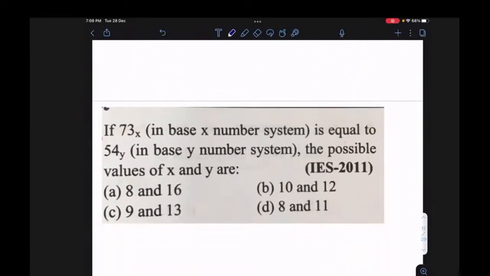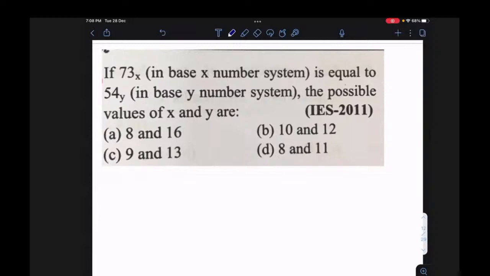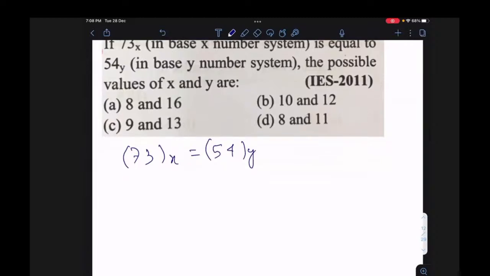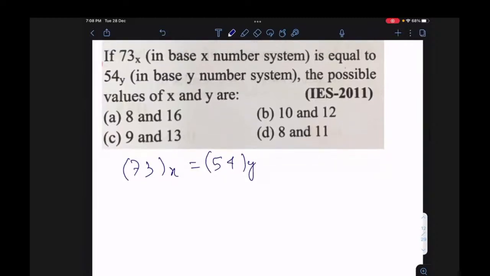Okay, so this was the question. Let's see how many of you answer this question. This was asked in Engineering Services 2011. The question is, if 73 base x is equal to 54 base y, then what is the possible value of x and y? This is the equation given. We have to get the possible values of x and y. Because I don't know x and y, I'll be converting this into base 10.